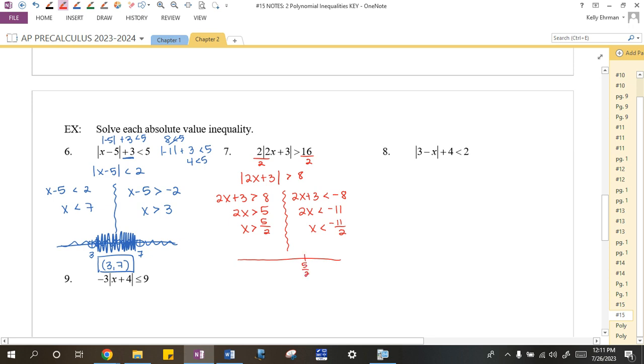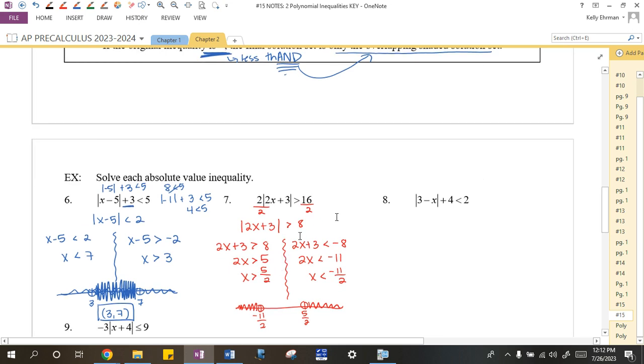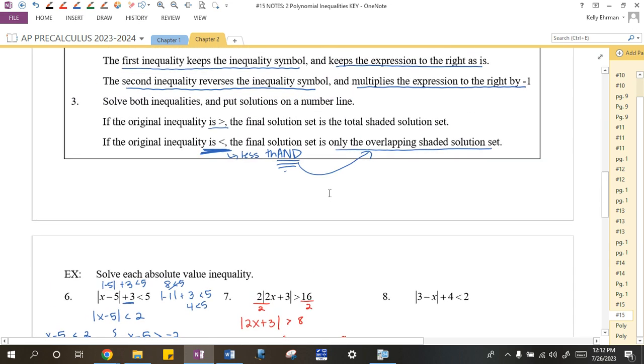So 5 over 2, anything greater than 5 over 2. Less than negative 11 over 2, so anything less than that. There is no overlap here, but this is where the second scenario comes into play. It's not that this is no solution, no overlap. This says if the original inequality is greater than, the final solution set is the total shaded area.